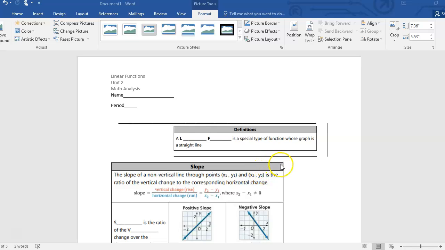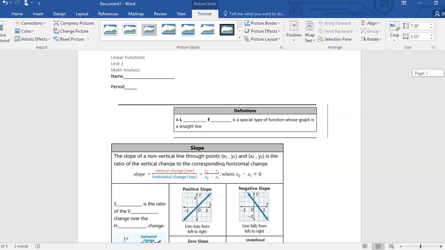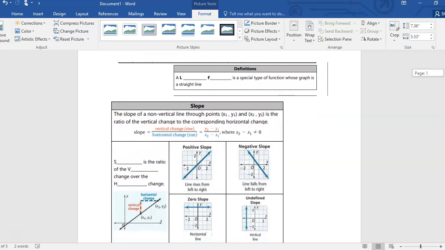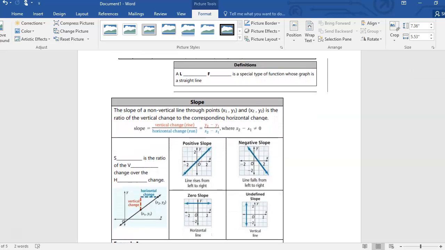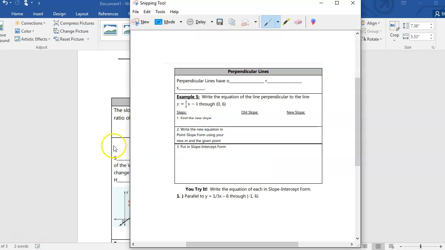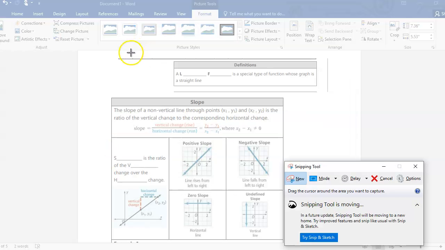Hey guys, today we're going to talk about linear functions, and this is all review, so this should feel very familiar for you. So let's go. A linear function is a special type of function whose graph is a straight line. So let's go ahead and fill in the blanks with linear function.